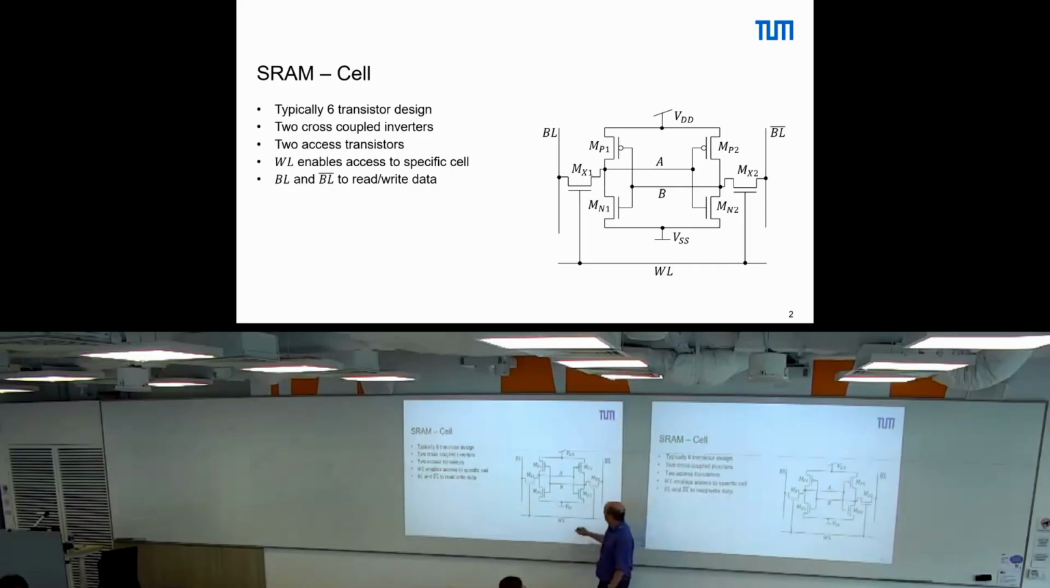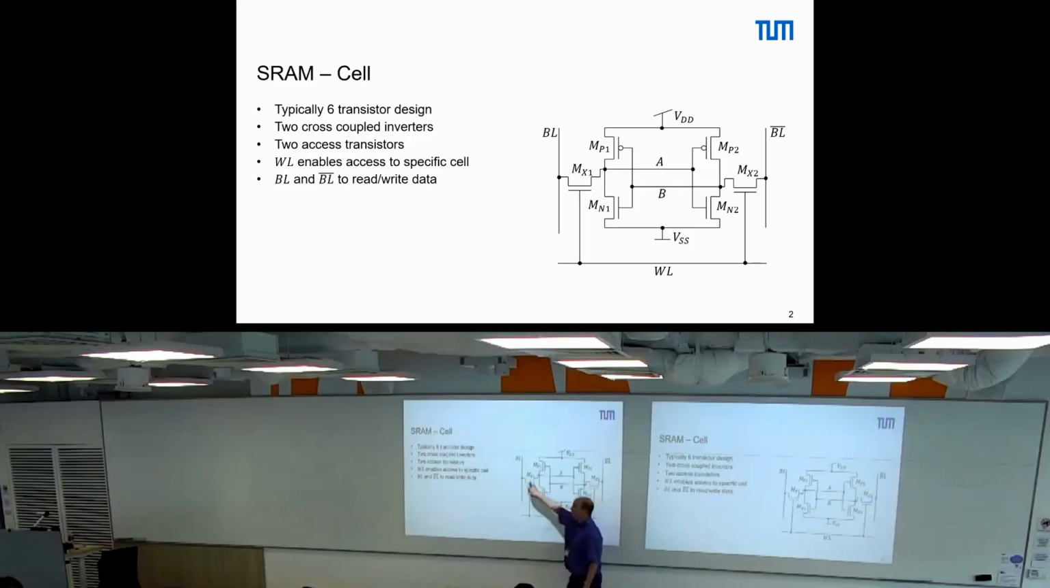So we have one inverter here. We have the same structure here, so we have another inverter here. The output of this one goes to the input of that one. The output of that one goes to the input of this one, right? So if we have here a 0, this is forced to a 1, and it will keep the value. If this is a 1, this is forced to a 0, and it will keep the value.